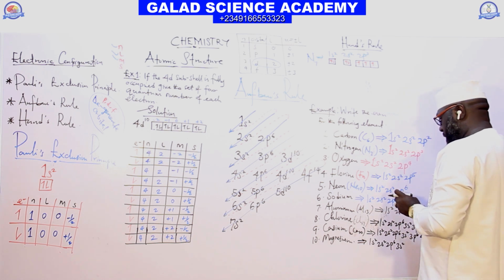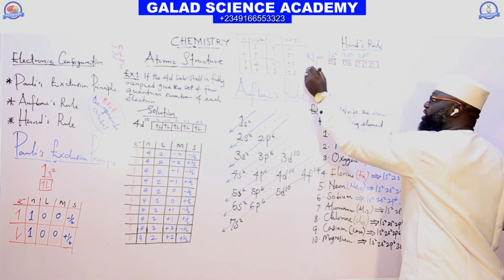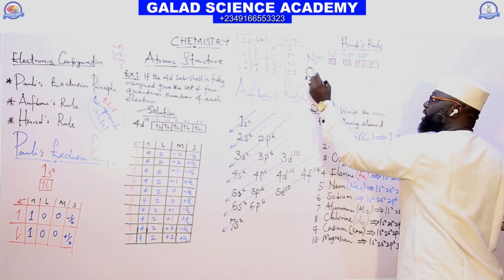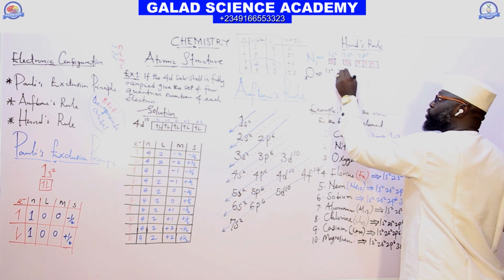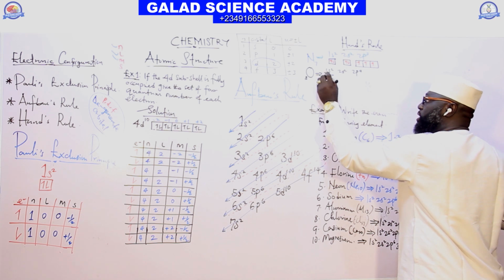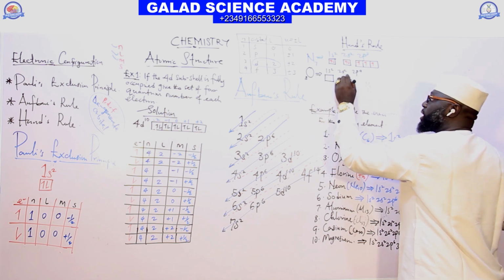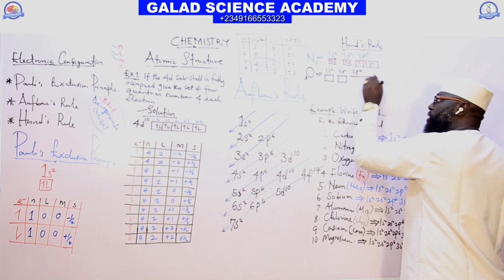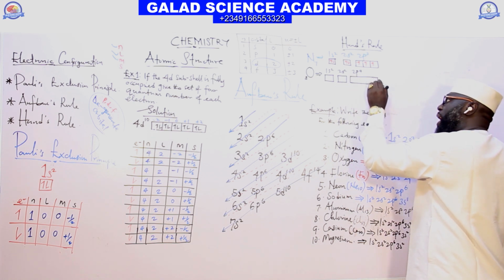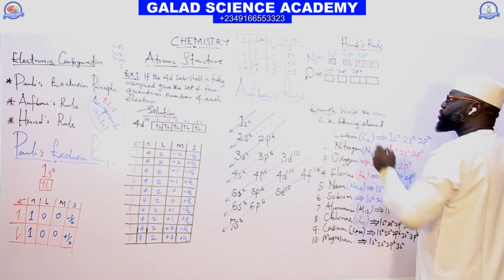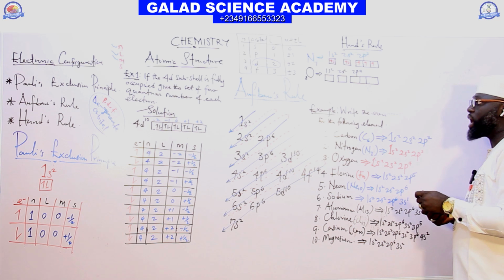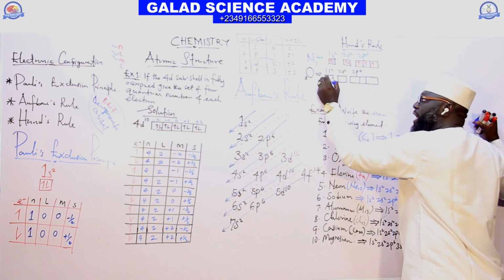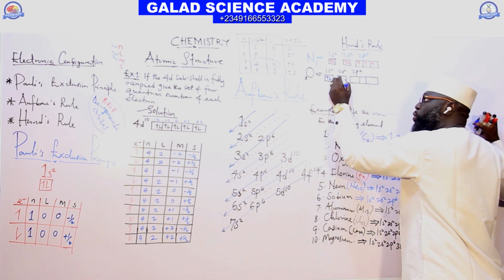Let me take oxygen. Oxygen is atomic number 8. By writing it, we have 1s2, 2s2, 2p4. So let us draw this for oxygen. Let us look at how we go about applying Hund's rule here. If we apply Hund's rule here, what are we going to have? Now let's put 1 here, 2, 1, 2.